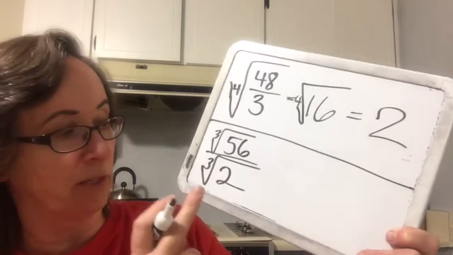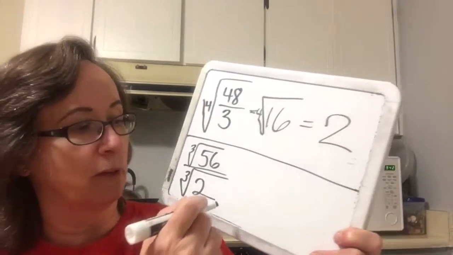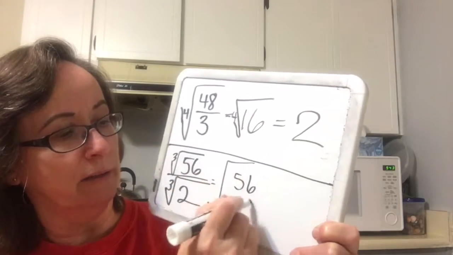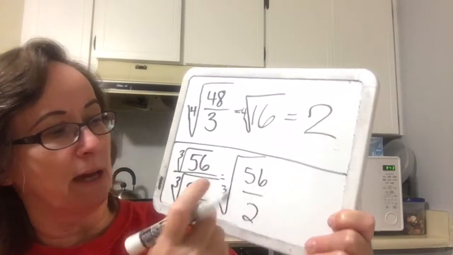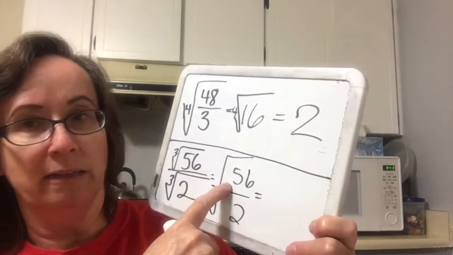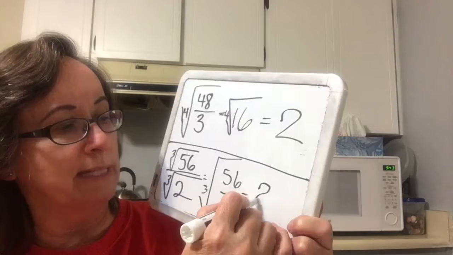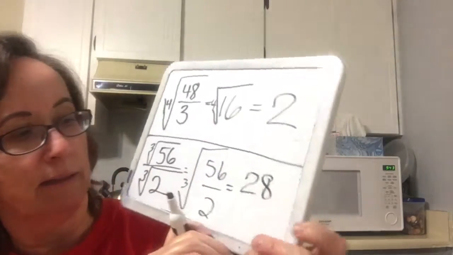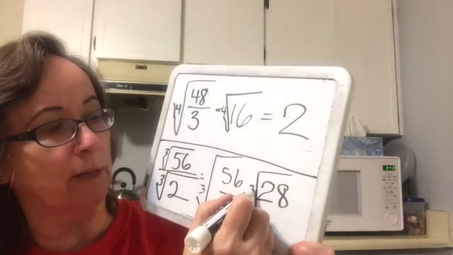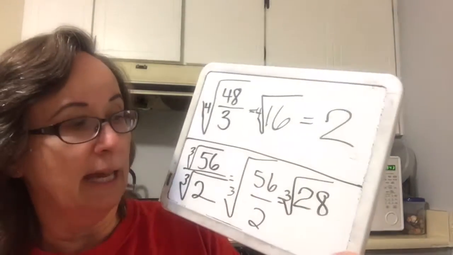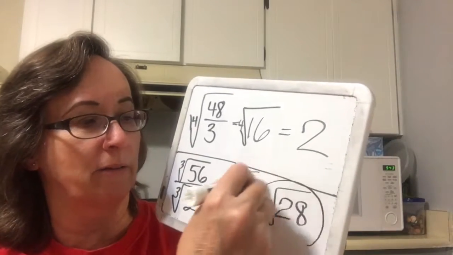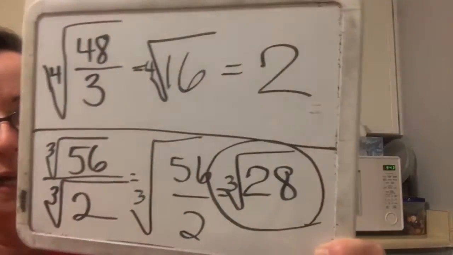This one would benefit from being together under one radical. 56 is not a perfect cube, and 2 is not a perfect cube. When we put them all together under one radical, we get the cubic root of 56 over 2, and when I divide that out, 28 is half of 56. So now I've got the cubic root of 28, and there are no perfect cubes that are factors of 28. So that would be my answer.